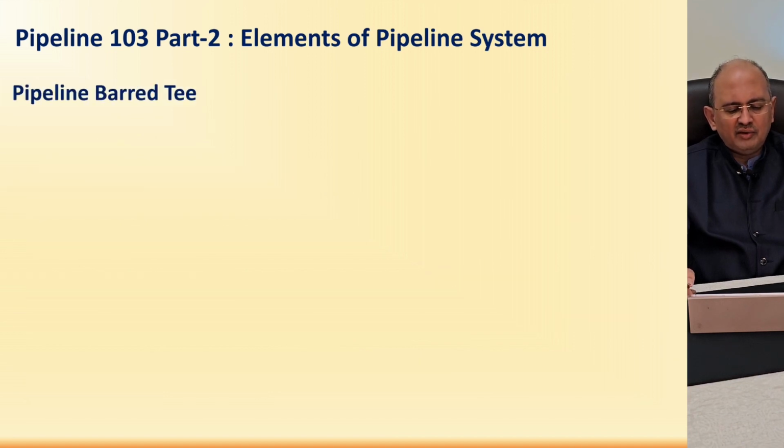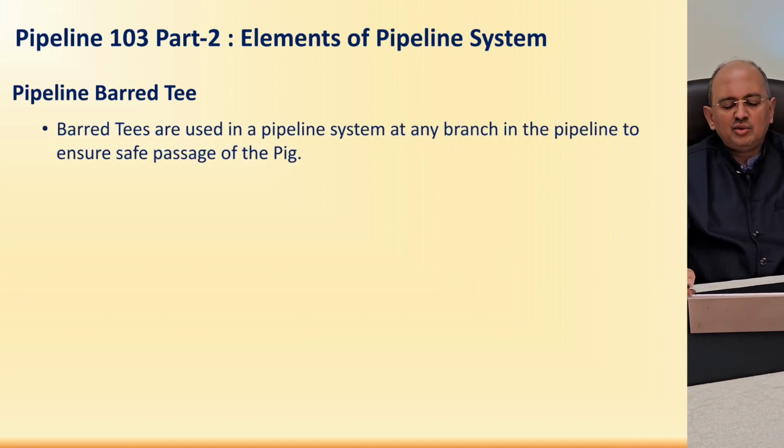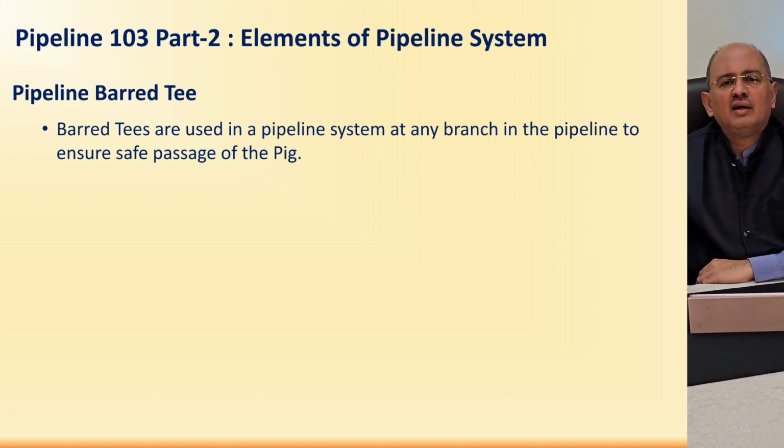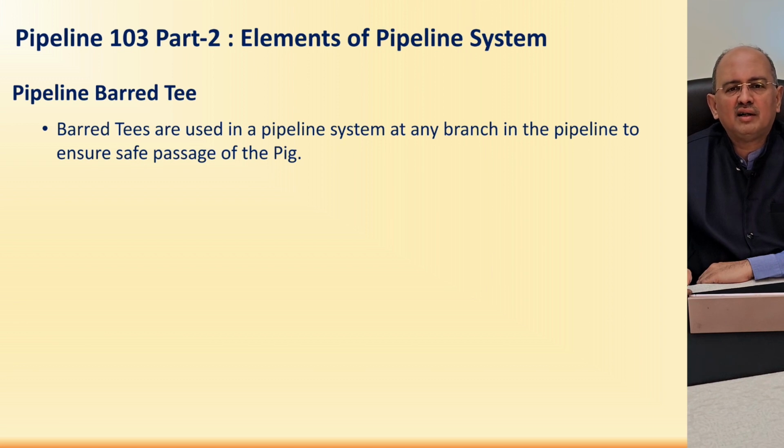Now we'll move to the next part, which is going to be bar T. So we have seen in the mainline system that the bar T was shown, where the bypass pipe was connected to the main pipeline. So bar T is used in a pipeline system at any branch in the pipeline to ensure safe passage of the pig. So pig has to pass through the pipeline. So it has to be maneuvered along the pipeline. It cannot get disturbed, or it should not get blocked or stopped in between at the branch.